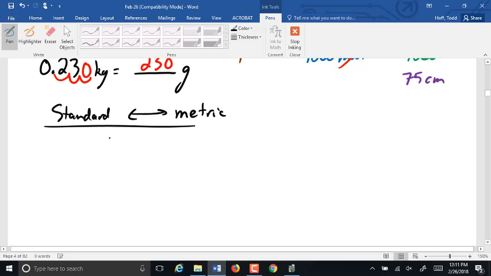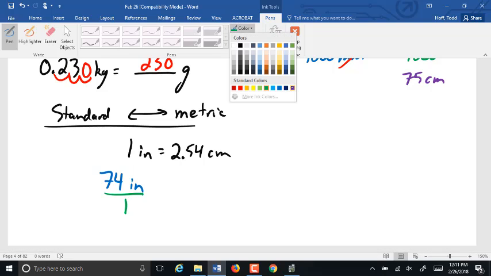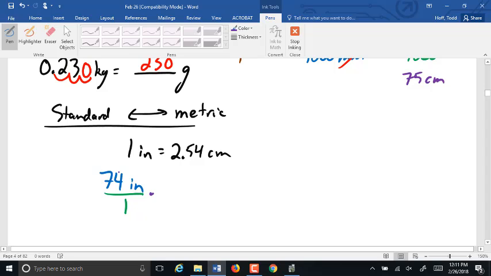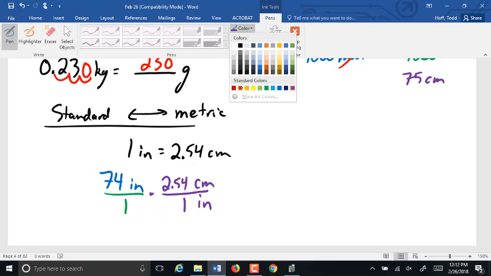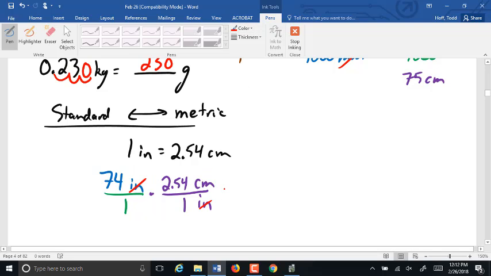We're talking about length. You know, 1 inch is equal to 2.54 centimeters. If, for example, my height, I am 74 inches tall. If I want that in centimeters, we're going to have to go back to that dimensional analysis again. Put the 74 inches over 1. We're going to put inches on bottom so they cancel out and go to centimeters. 1 inch equals 2.54 centimeters. And we cancel out. The inches cancel.